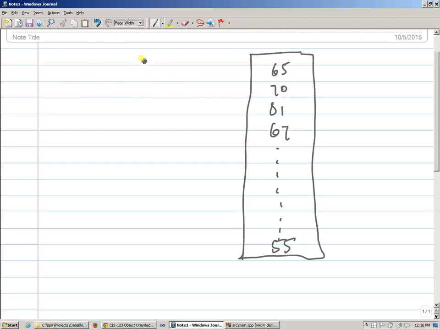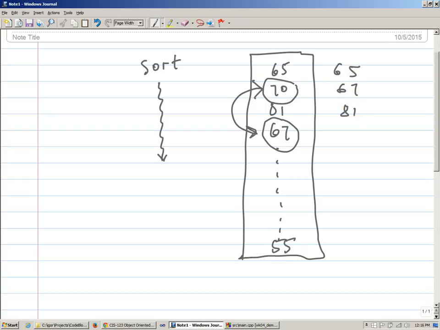An implementation of any sort of function or algorithm or method is to use some kind of logic which essentially swaps the values. So you notice that 67 is definitely out of order. It should be swapped, and your sort algorithm has to decide what it should be swapped with. Maybe it should be swapped with 70. So if you swap these two numbers, you get 65, 67, 81, and then 67.